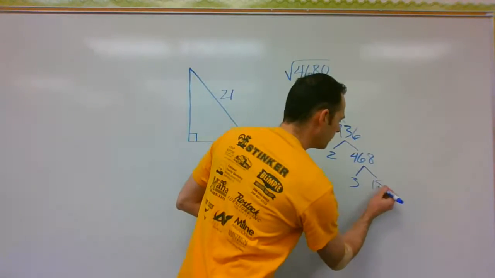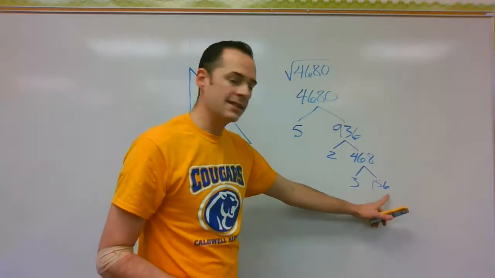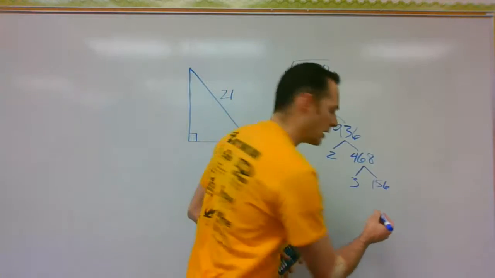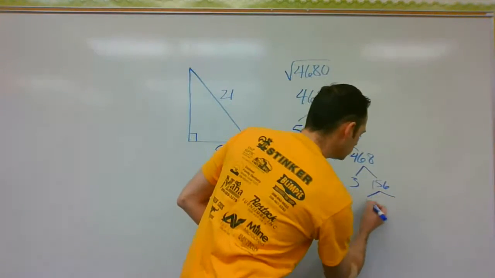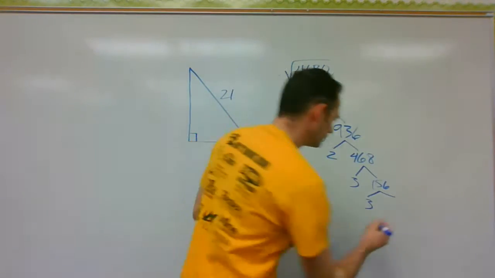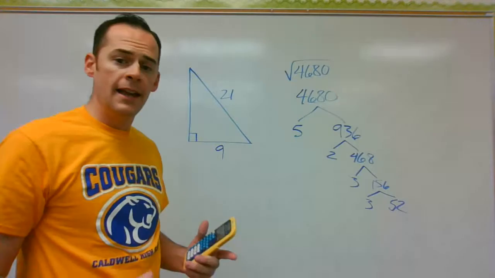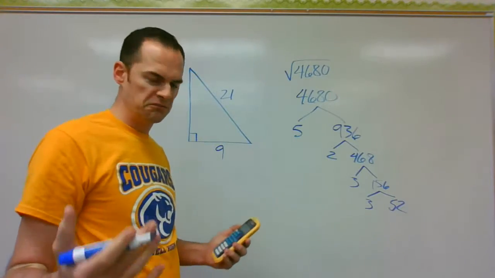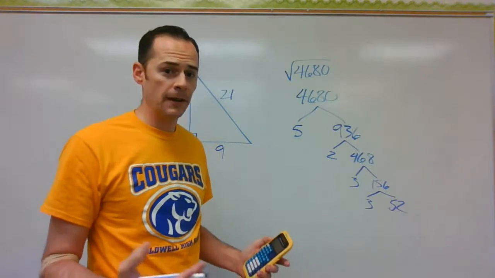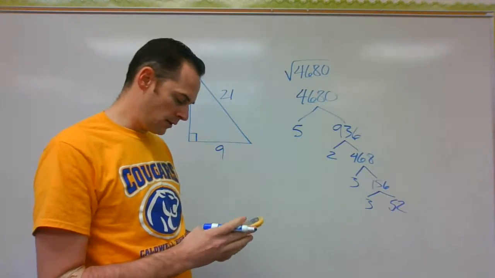Gives me 156. Again, 1 plus 5 plus 6 is 12, and I know that 3 is a factor of 12, so I'm going to pull another 3 out. Now it's 52, and 2 plus 5 is 7. I know that 3 is not a factor of 7, so once again, it's an even number, so I'm going to divide by 2.